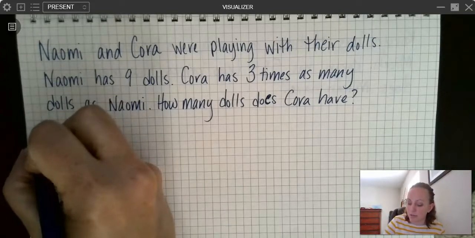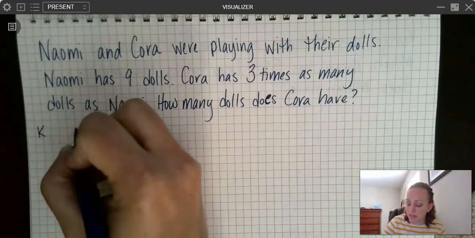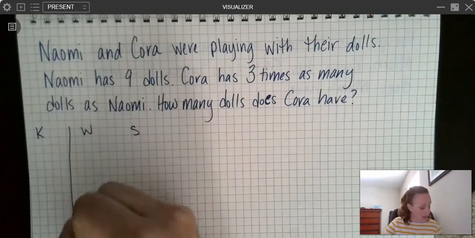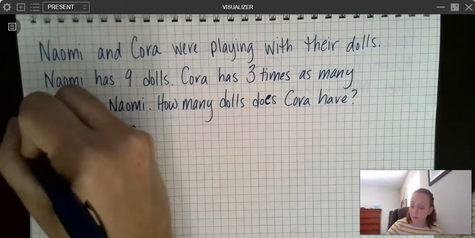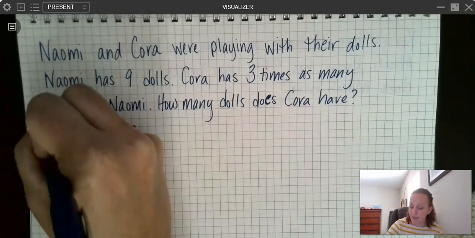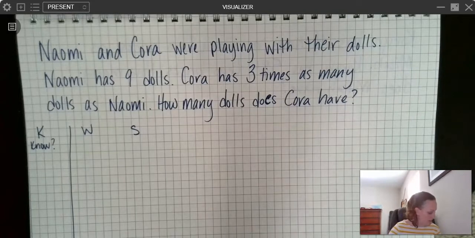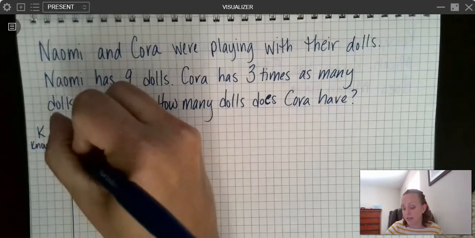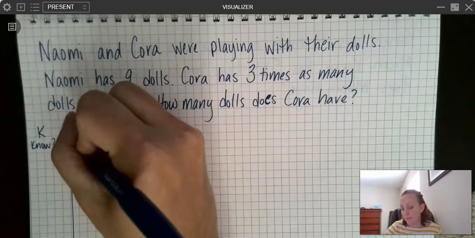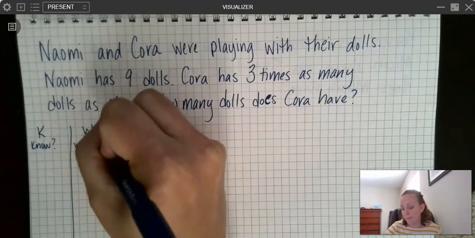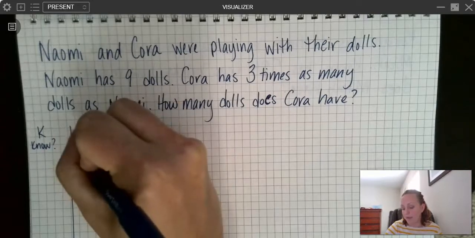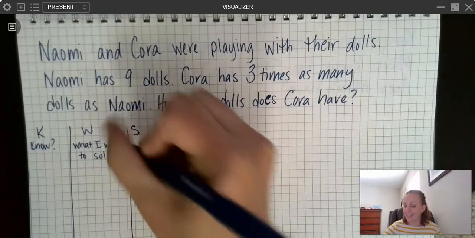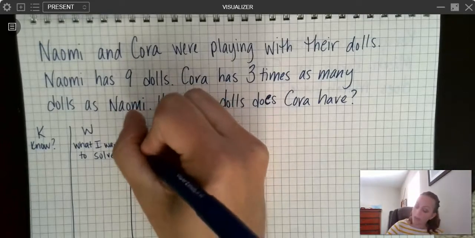So I'm going to write one over here. We have KWS, and the K is still, what do I know? I'm just going to write single words because I wrote it kind of small. And then the W is, what am I trying to find out? I'm going to change the S to solve just so it's less words. And this is where we're going to figure out, how do I solve?